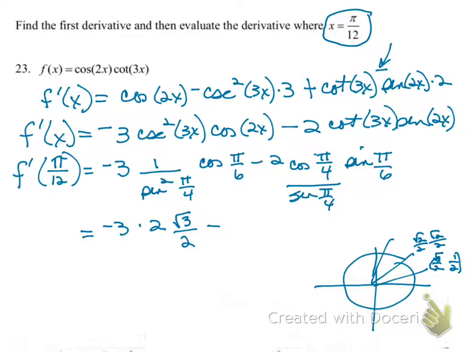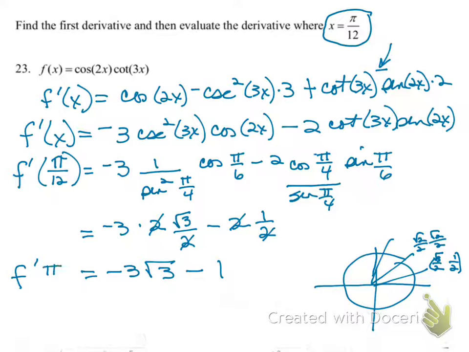Minus, okay, cosine of pi over 4 and the sine of pi over 4 is the same, so therefore cosine over sine is going to be 1. So minus 2. Sine of pi over 6 is the second value, so that's going to be 1/2. Okay, so let's see what we get. So these 2's can cancel, these 2's can cancel, and I end up with -3 root 3 minus 1. Okay, that's an exact answer.